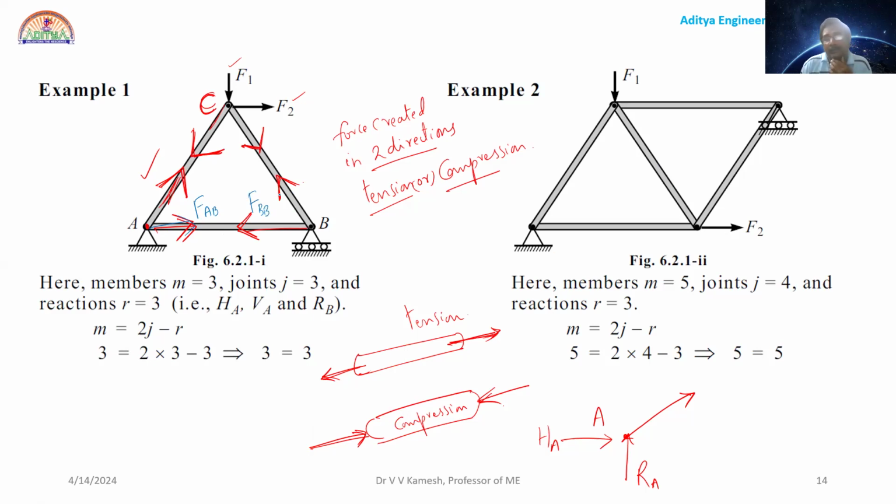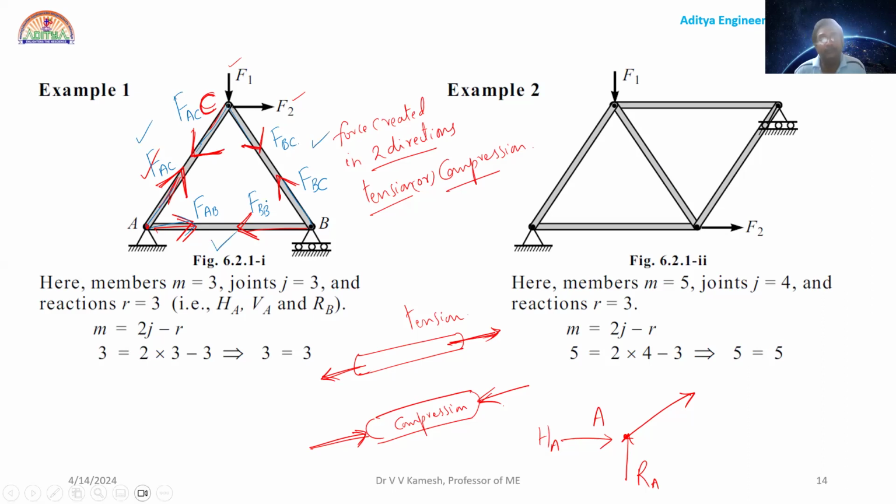What about the force created in BC? A compressive force is created from B, it will be in the left direction. From C, it is in the downward direction, F_BC. Similarly, in AC also, F_AC, from A it is in the upward direction, from C it is in the downward direction, the same force in the reverse direction. So, there is a compression assumed here, here, and here.